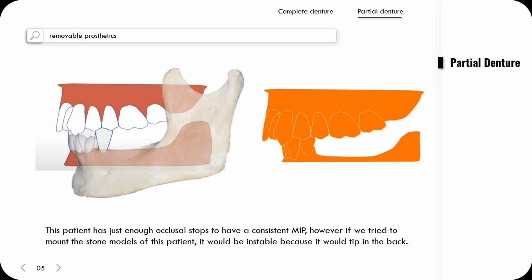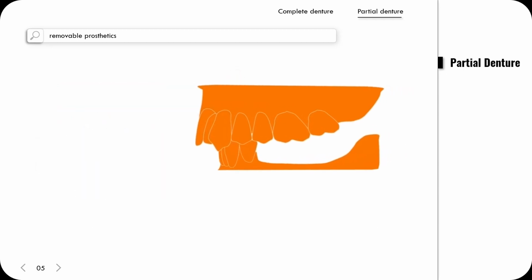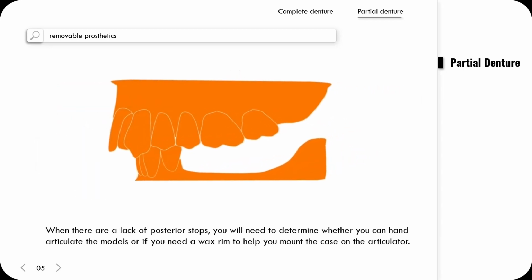When we're trying to put the stone models onto our articulator to mimic what the jaw does, we're going to have to fight gravity in a sense, right? The back of those teeth don't have enough stable contacts to form a tripod, and under just the weight of gravity, that upper cast is going to tip, and we're going to get an inaccurate relationship of the distance between the upper teeth and the lower ridge or the lower gum tissue. Okay, so we're lacking posterior stops.